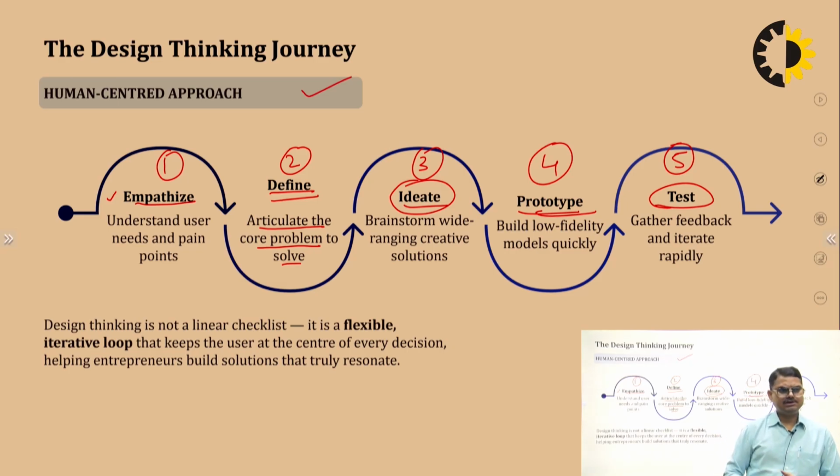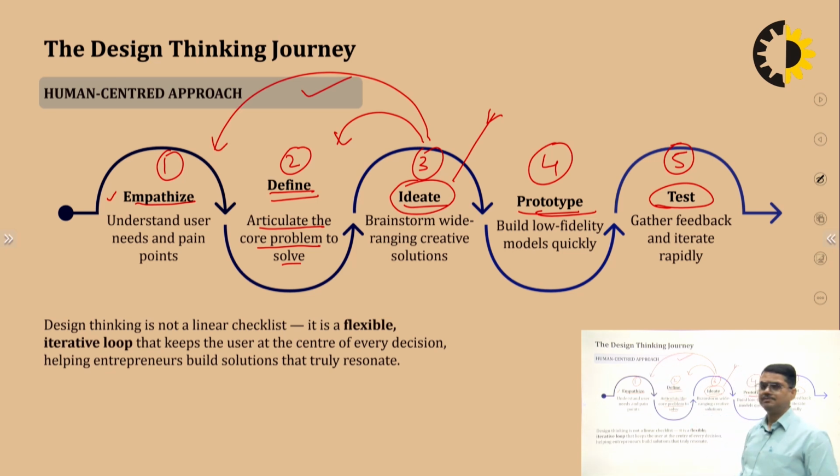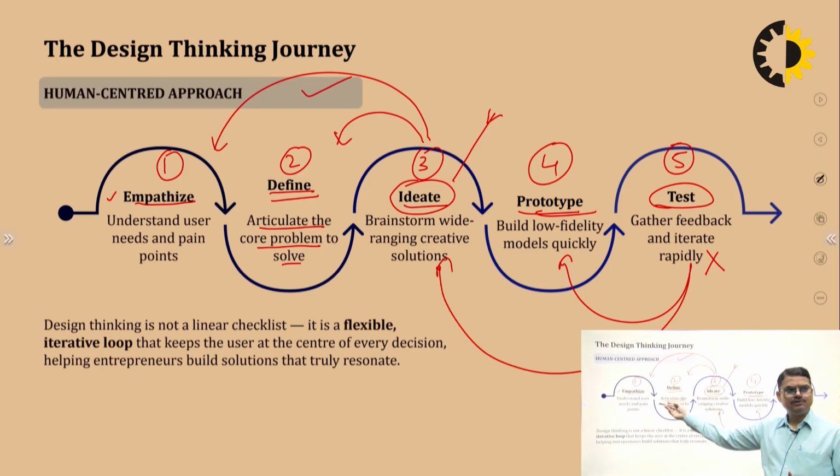Please remember that design thinking is not a linear checklist. It is always flexible in nature, because if we get distracted or get something new at the ideation stage, we can go back to the define stage or to the empathize stage. The transition from one stage to any stage is always there in design thinking. And if we are not getting good results in the test stage, then we need to go back to prototype or ideate, or similarly to define or empathize. So it is not a linear checklist. It is totally flexible and iterative in nature. So this is all about design thinking.